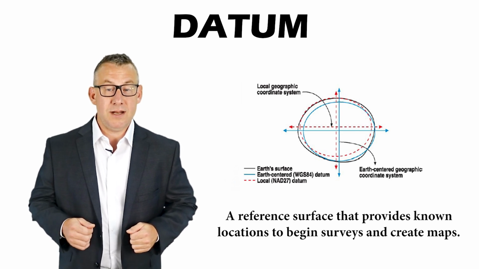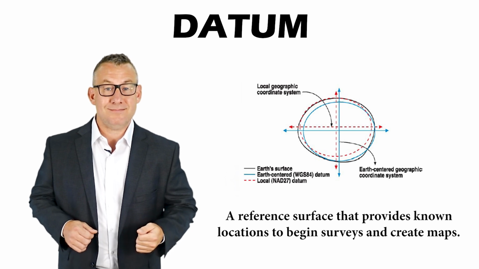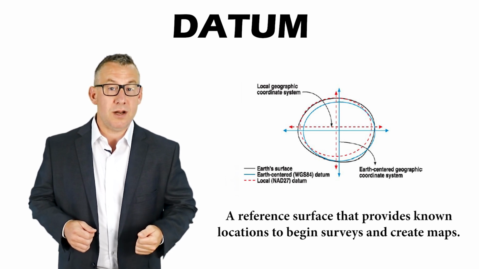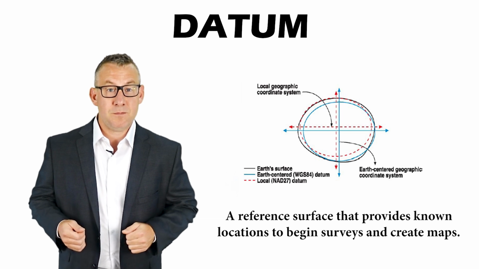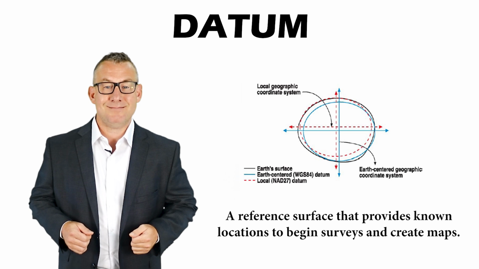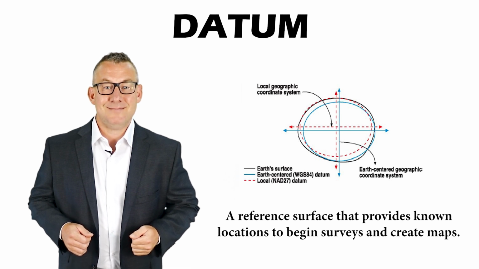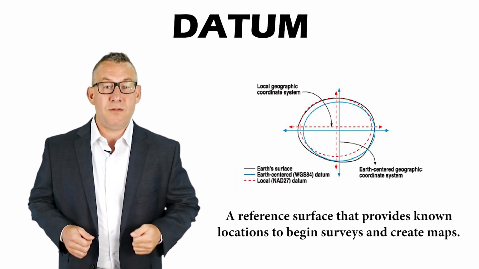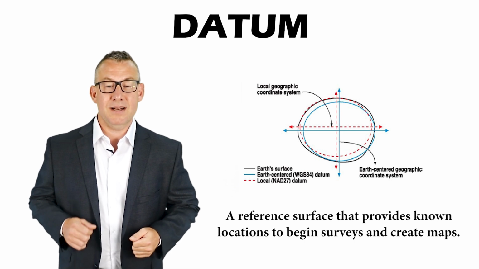There are horizontal datums and vertical datums. Datums can be geocentric, which means Earth-centered, or linked to a location on the Earth's surface that is to be mapped. Datums are also known as reference frames or geodetic datums.